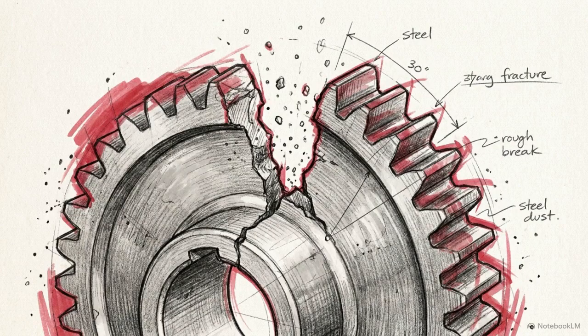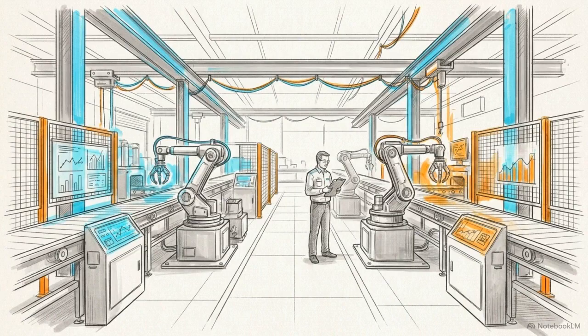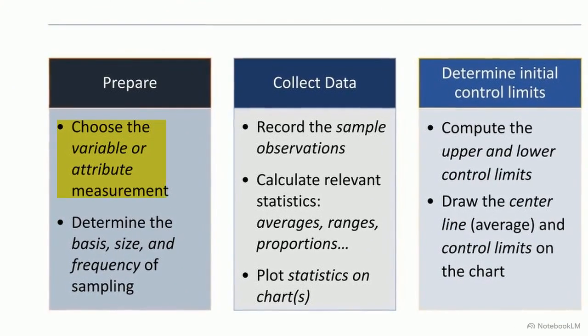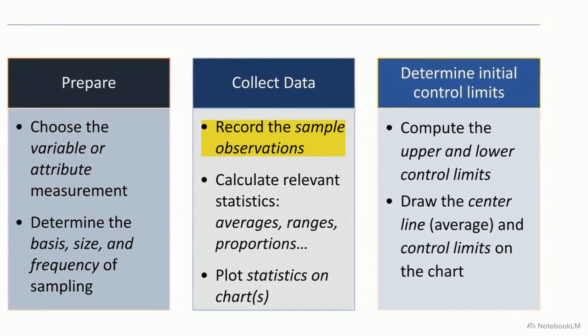Diagnosing a chart is only half the battle. Practically implementing statistical process control on an active factory floor requires a strict workflow. Launching a control chart follows a three-step process: prepare, collect data, and determine limits. You must first define the specific variable to measure. Then, you record initial sample observations from the floor, calculating relevant averages and ranges to establish the mathematical boundary lines.